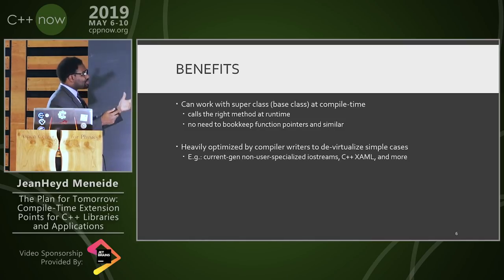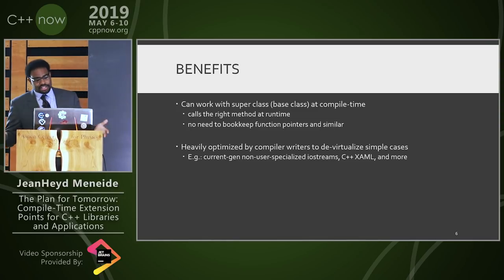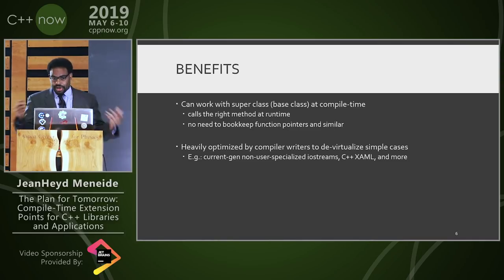So what are the benefits of virtual functions? One of the biggest things is that you get to work with the superclass or base class at compile time, and you get the right method at runtime when you call functions on it, and there's no need to bookkeep function pointers or similar. The way this worked in C is that you had to make a struct, put a bunch of function pointers in it, and then explicitly initialize all the function pointers with the things that you wanted, and then call them. They would behave like virtual functions, with a syntax that looked like virtual functions, but obviously you had to do a lot of bookkeeping and everything else, and you could easily lose track of things or drop things on the floor.